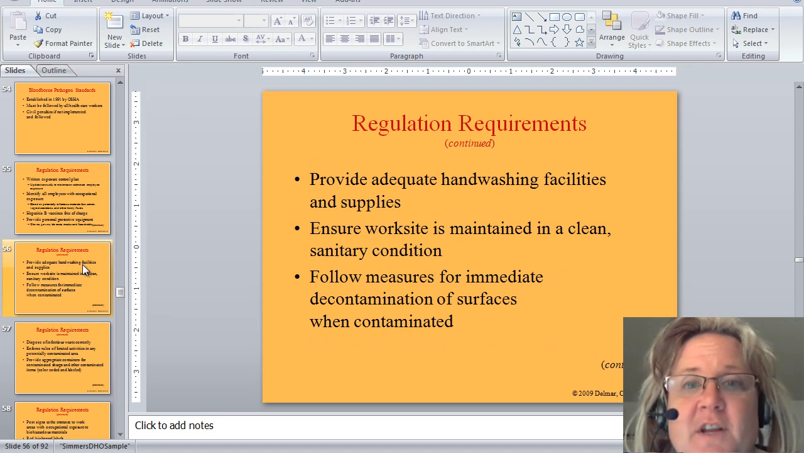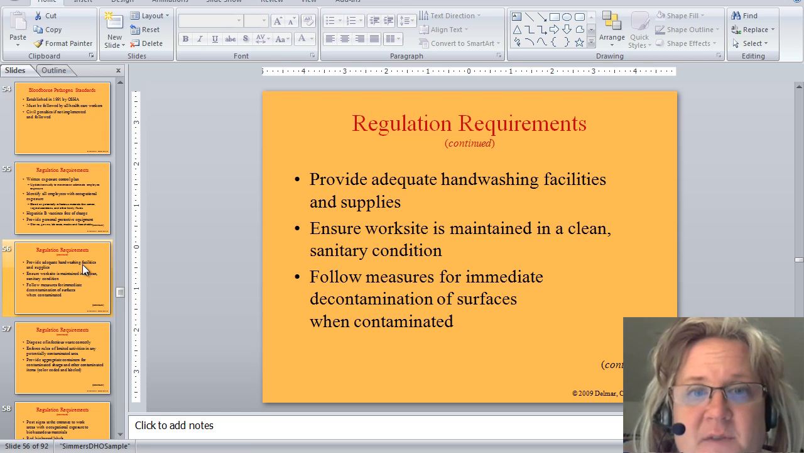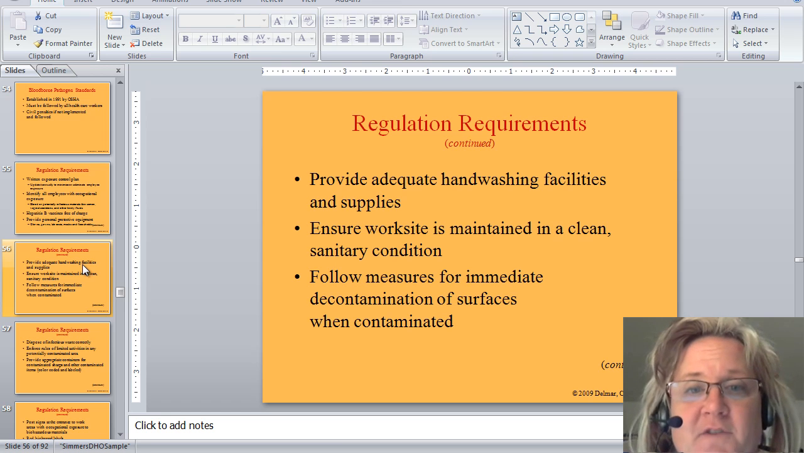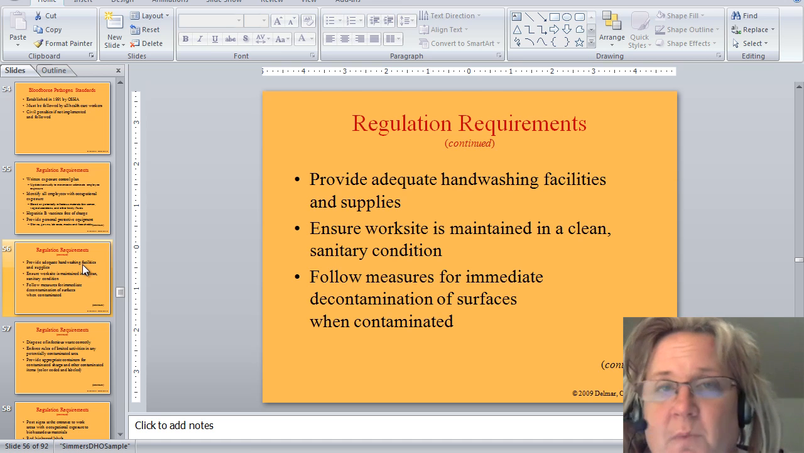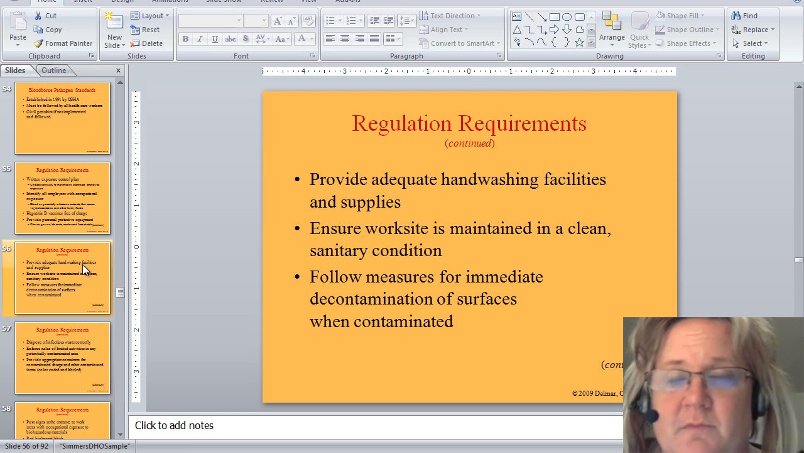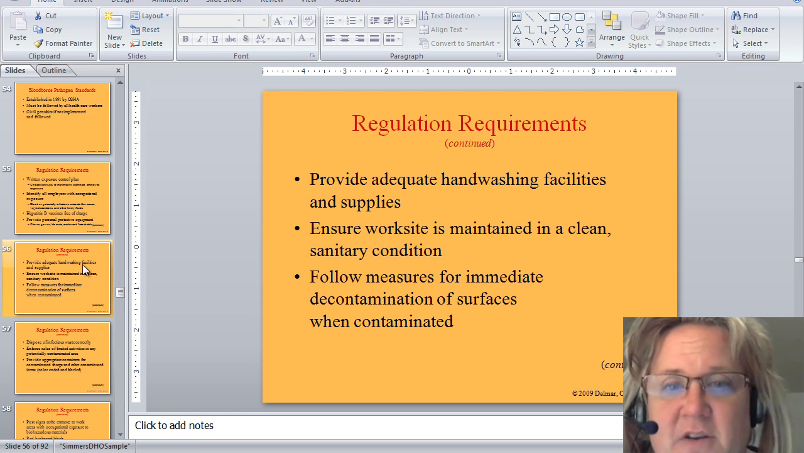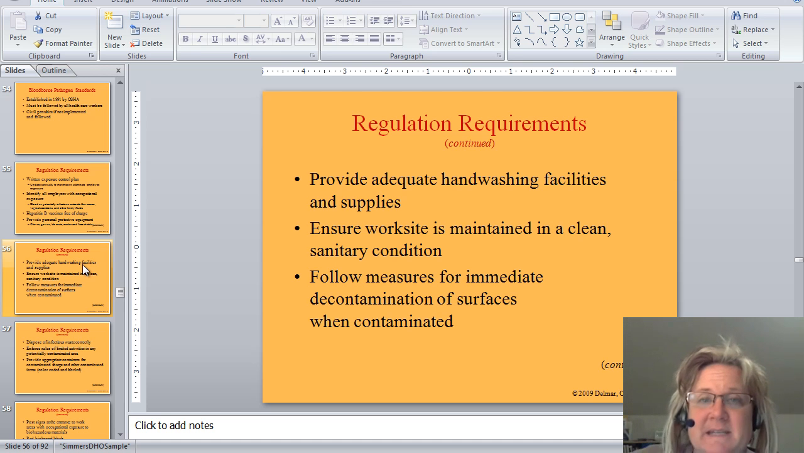A facility that you work in has to provide adequate hand washing and supplies. They have to ensure that the work site is clean and in a sanitary condition. Well, why would you work there if it's not? But they have to maintain a clean and sanitary condition. And they have to follow measures for immediate decontamination of surfaces when they're contaminated.